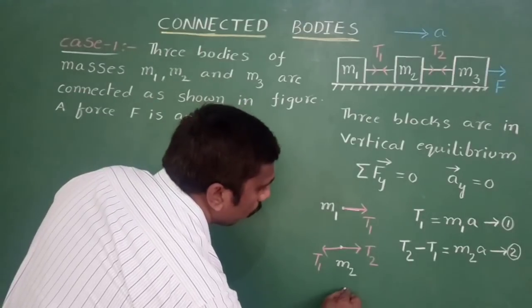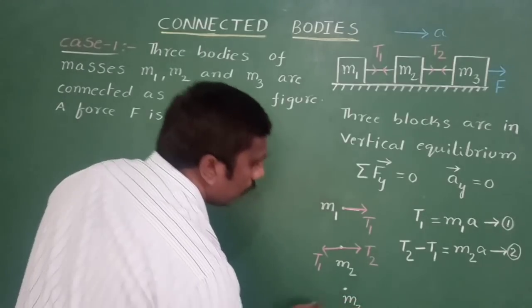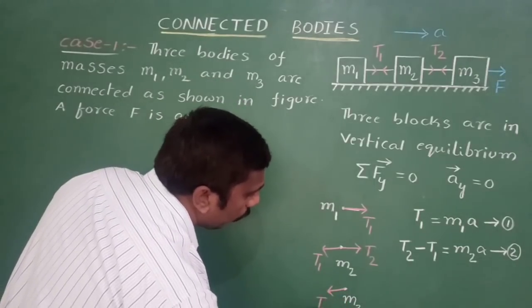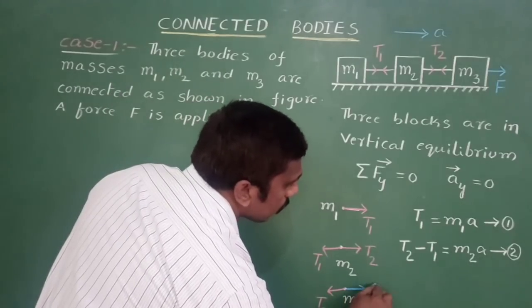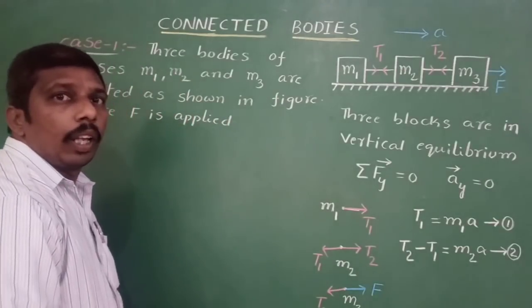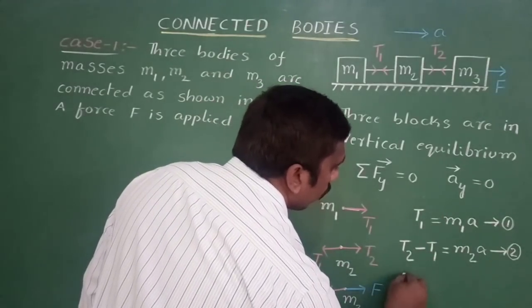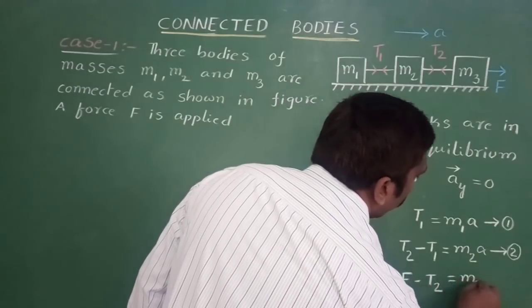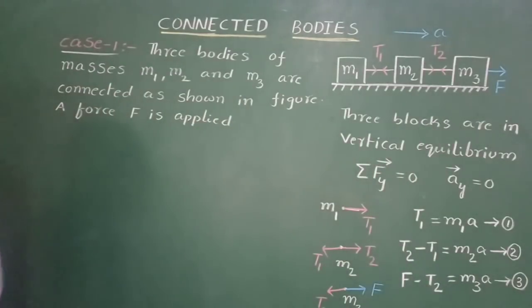Come to the M3 block. On M3, two forces are acting. One is towards left and one is towards right. The force acting towards left is the tension T2, and the force acting towards right is the pulling force, take it as F. The net force acting on the third block is F minus T2 is equal to M3 into A. So these are the equations. By using free body diagrams, we can draw equations.